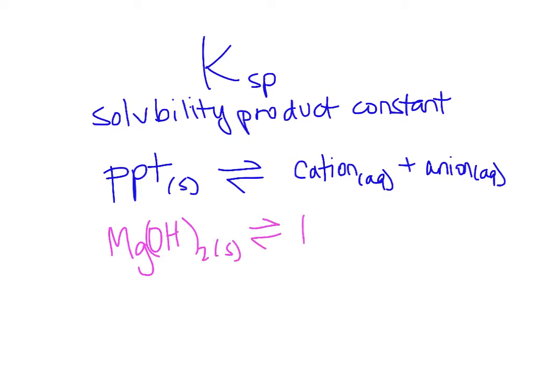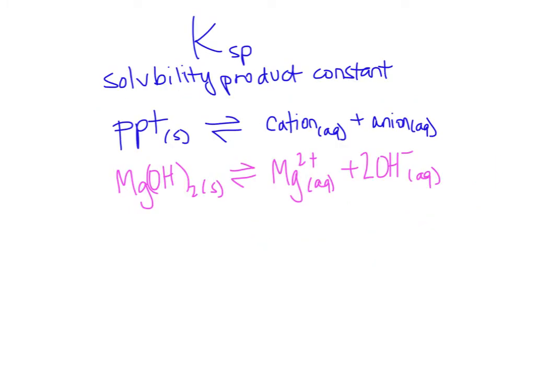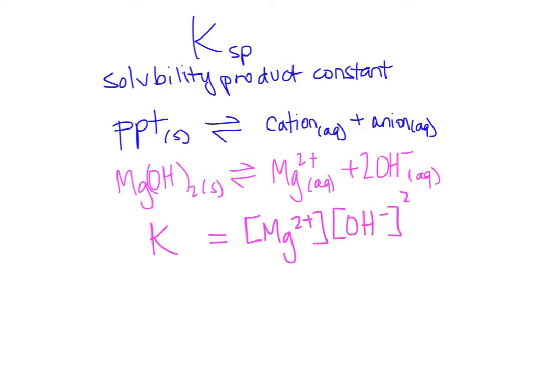The cation here would be Mg2+. Now, there's only going to be a tiny amount dissolved, right? And then hydroxide ion, OH-, but you have to balance this, so this is going to be a 2. When you go to write the equilibrium expression, which you would just call K or KEQ or KC, you do products over reactants, so concentration of Mg2+ times concentration of hydroxide ion, don't forget to square it.